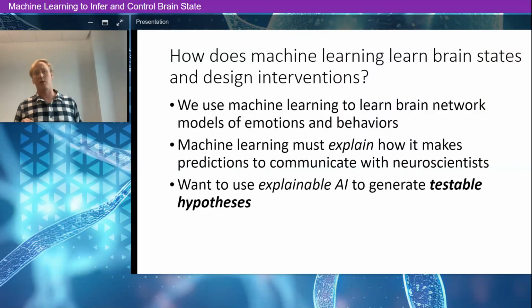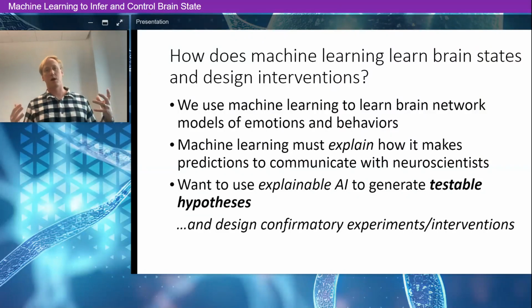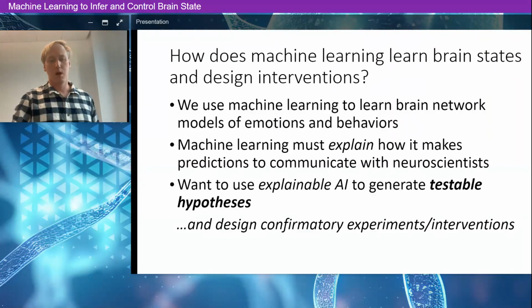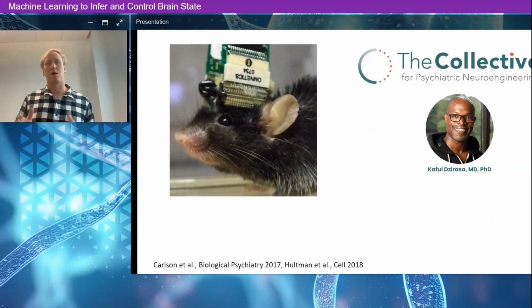And we need to be able to communicate with neuroscientists, right? The key idea here is that if we can use explainable AI techniques, we can generate testable hypotheses. And even going beyond testable, I have been working a lot to try to design confirmatory experiments or interventions. We can come up with theories of how the brain works, and theories of what's going on in the brain state. Using this, we can design confirmatory interventions by working together in a collaborative manner. A lot of the experiments that I'm talking about here are joint with a collective for psychiatric neuroengineering, which is led by Kafu Duraza and myself as well.